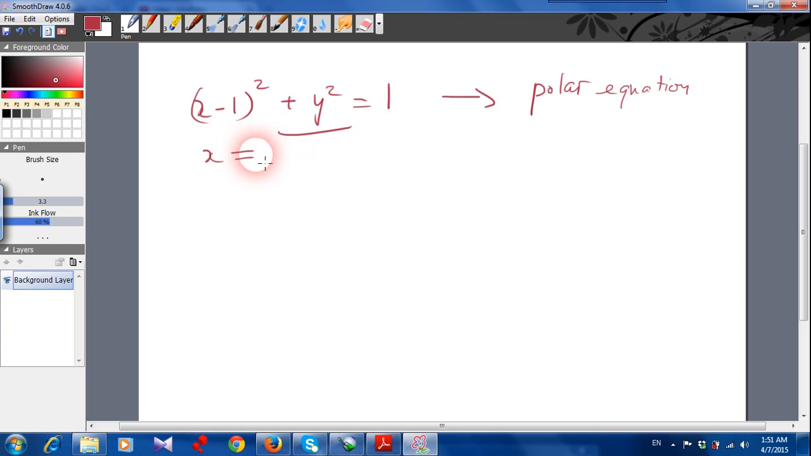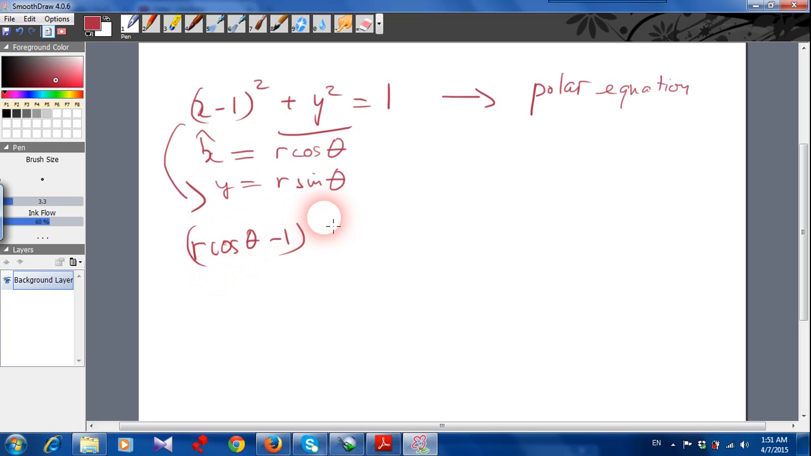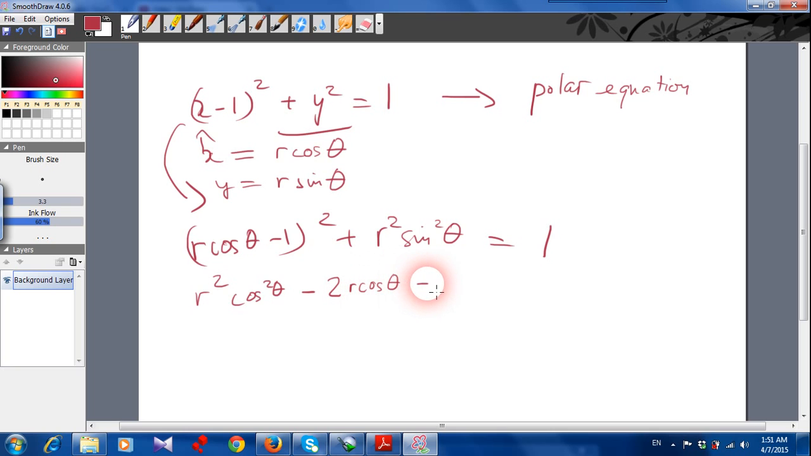First things first, let x = r cos θ and y = r sin θ, and it will be x here, right? (r cos θ − 1)² + r² sin²θ = 1, and r² cos²θ − 2r cos θ + 1 + r² sin²θ = 1.